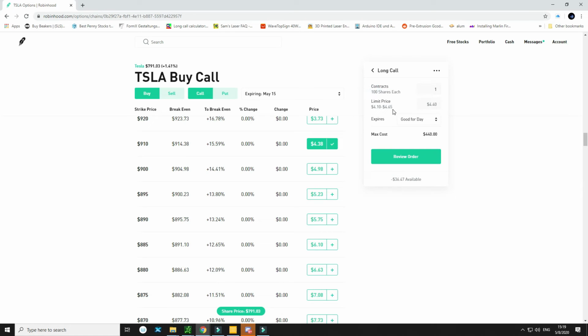So you're paying a cheaper price, $440 for 100 shares, and hoping this stock, because we're on call, goes up. Instead of paying the outright price of $791 per share, you're paying exactly $440 for 100 shares, and then you would sell it by next Friday, or terminate it early to make your money.